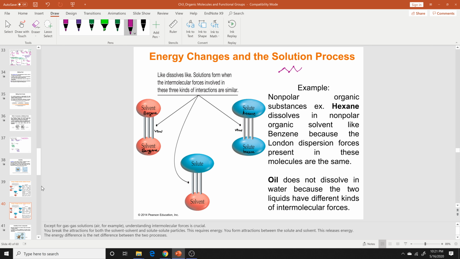So hexane dissolves in nonpolar organic solvent like benzene because benzene has van der Waals forces and hexane has van der Waals forces over there. Okay, so the magnitude of these forces are the same. So when you form a solute-solvent interaction, you are still having van der Waals forces over there. The magnitude of the intermolecular forces is the same.